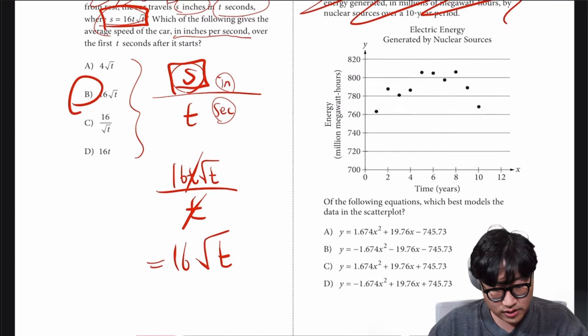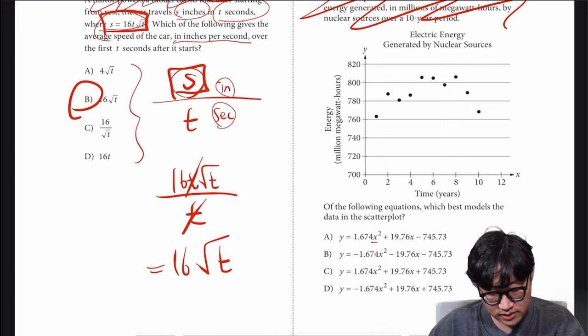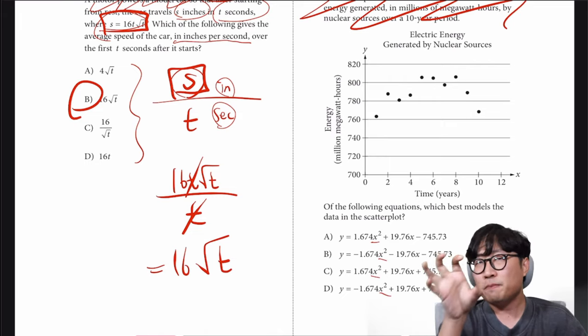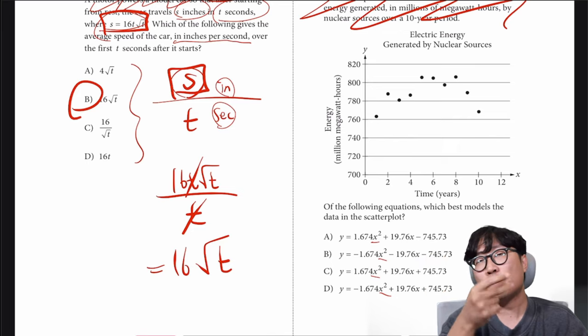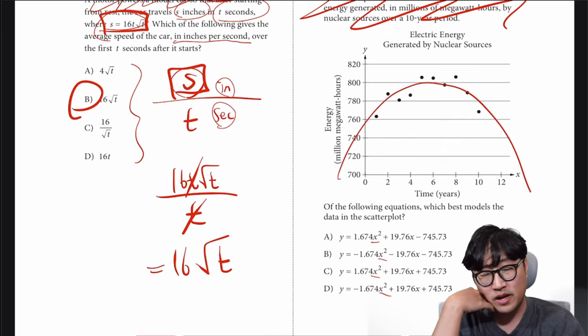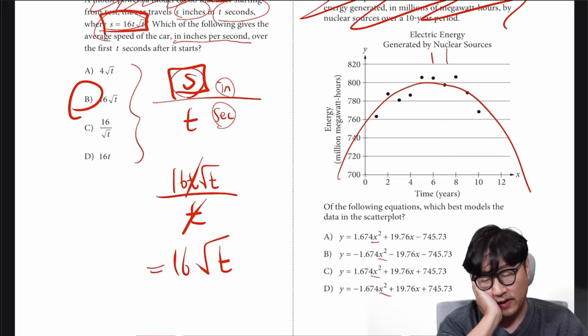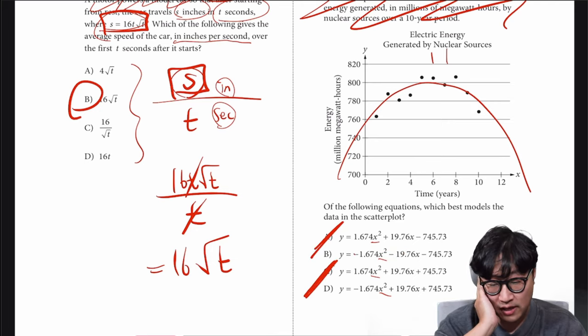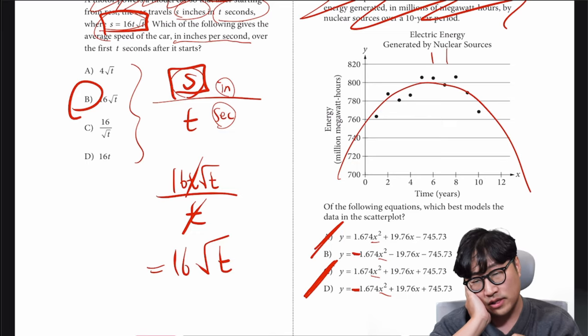Number 30. Don't read all that. What's the equation? If you look at all of these, they all have x squared, so it's got to be a parabola. If you can picture grabbing all those points and drawing a parabola out of it, it's probably going to be a sad face, meaning A and C are out because you have to have that negative in the very front.